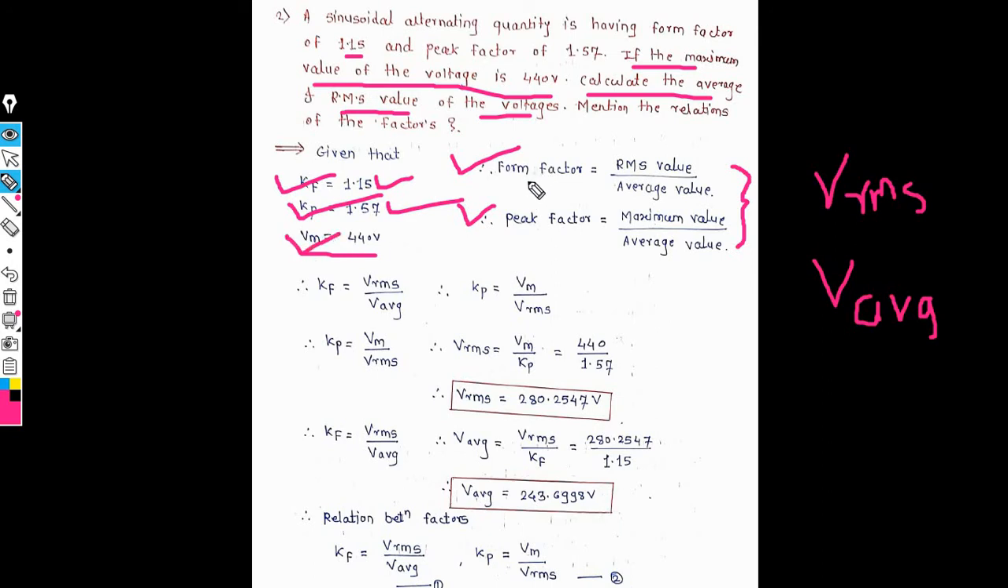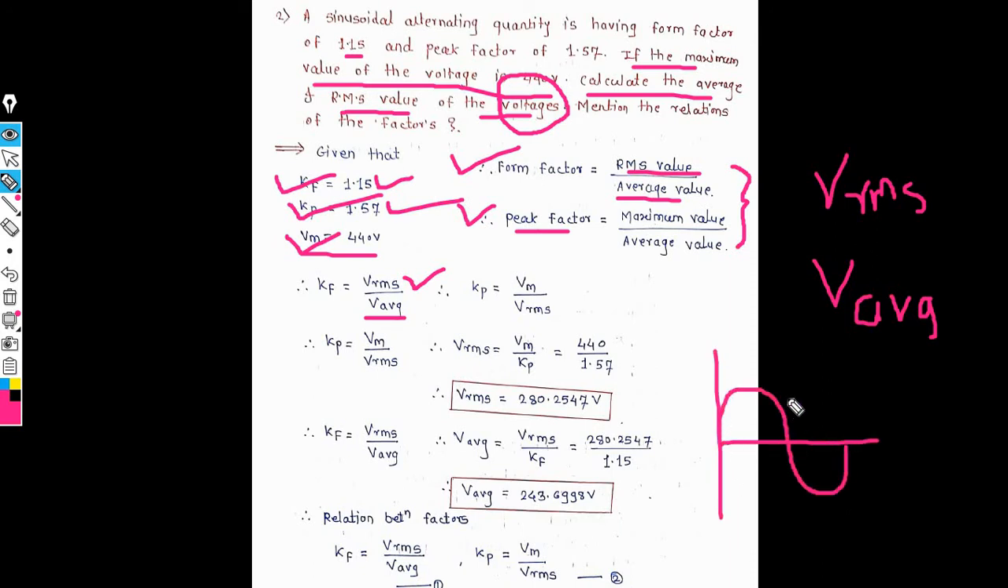Now the formula for form factor, in which we have to calculate only the voltage value, that is Kf is equal to the RMS value of the voltage, that is VRMS, upon the average value of the voltage, that is average voltage. Okay, then also peak factor, that is the maximum value of the voltage, that is Vm. Then this is the maximum value of the voltage, that is Vm.